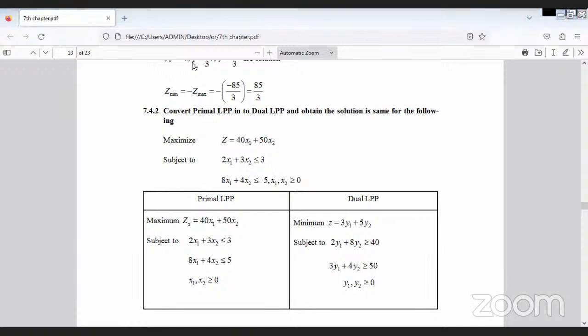So therefore, z is equal to 40x1 plus 50x2, subject to 2x1 plus 3x2 less than 3, x1, x2 greater than or equal to 0. The 8x1 and 3y1 plus 5y2 are not given in the problem. So 3y1 plus 5y2 and 2y1 plus 8y2. So therefore 3y1 plus 5y2 greater than 50, with y1, y2 greater than or equal to 0.